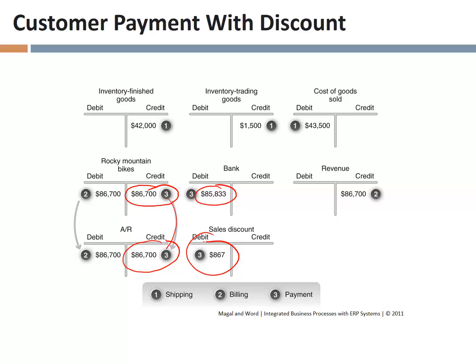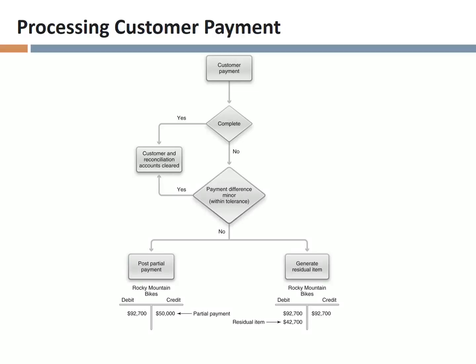Questions about this? What we've talked about here so far. All right, so we talked about customer pays us on time, full amount they owe us. Customer pays us on time with a legitimate discount. Well, let's just kind of walk through a flow chart that's in your book that describes this. We get a payment from the customer. Is it a complete payment for the full amount that they owe us? And by that we mean complete in that either it's the full amount they owe us or it's the right amount once the discount's included. Is it complete? If it is, yes. Well, okay, we're going to do a set of accounting postings that are going to clear the customer account, clear the reconciliation account, and everything is good.